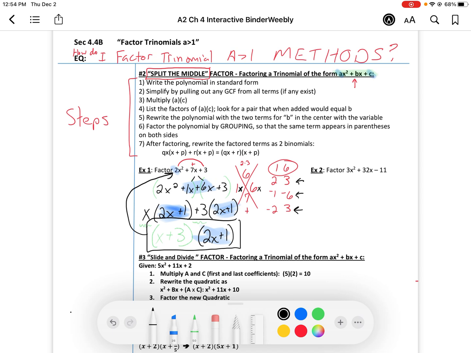Let's try it again here for example number 2. So remember, we're going to make our diamond, but we're not going to put multiplying to negative 11. We're going to put multiplying to 3 times negative 11, which is negative 33. So factors of 33, ways to multiply to negative 33, and add to 32. So 33. And it's a negative 33. So 1 and 33. Negative 1 and 33. 1 and negative 33. Negative 3, 11. 3, negative 11. Ways that add to positive 32 would be this one right here.